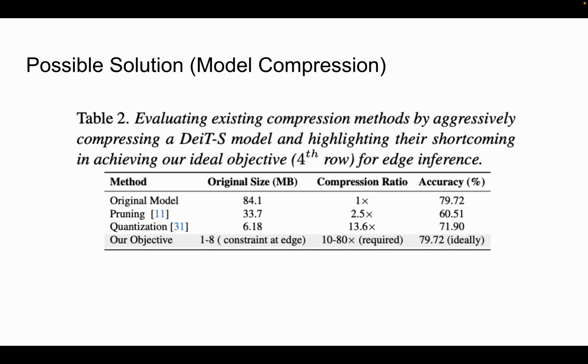The existing compression techniques can be broadly classified into two types. One is pruning and another is quantization. With pruning, we can achieve a moderate compression ratio, but this results in significant accuracy degradation. Whereas in quantization, we achieve a large compression ratio, but still it suffers from considerable accuracy degradation. Our objective is to achieve high compression ratio with low or minimal accuracy degradation.